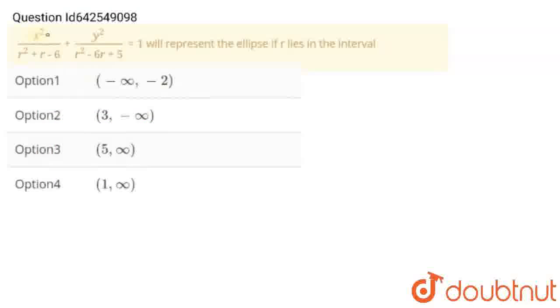Hello students, the question is: x square upon r square plus r minus 6 plus y square upon r square minus 6r plus 5 equals 1 represents the ellipse. Then r lies in the interval, and there are four options. We have to say which of the following options is correct. So let's solve this.